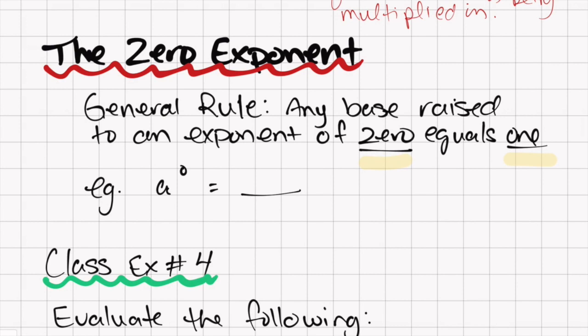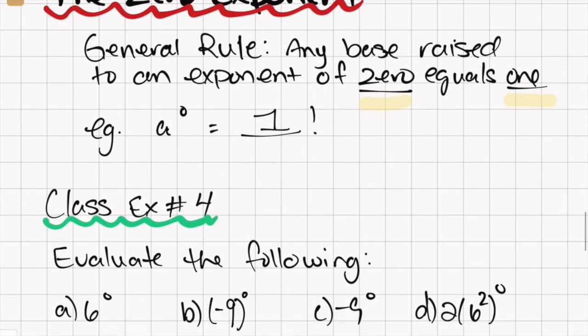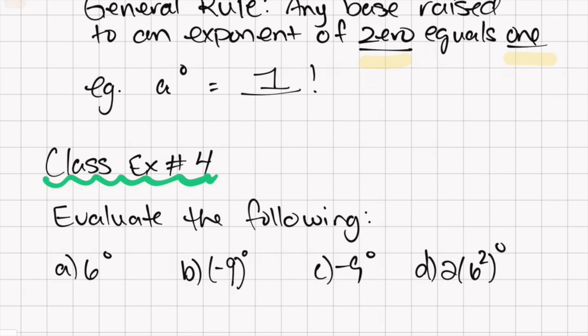All right, so the last thing we're going to talk about is a zero exponent. Remember from last year, our general rule is any base that's raised to an exponent of 0 always equals 1. So if we have a base of a and we're raising it to the exponent 0, that answer will always be 1. So let's look at these examples. If we have 6 to the power of 0, the answer there would be 1. If we have a negative 9 inside of a bracket, because that 0 is being applied to that negative 9, that answer would also be 1.